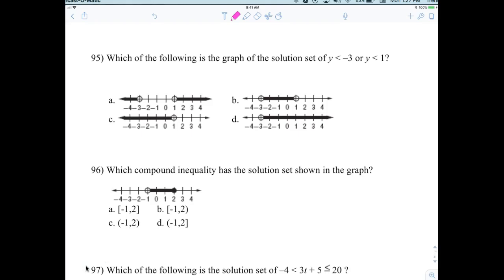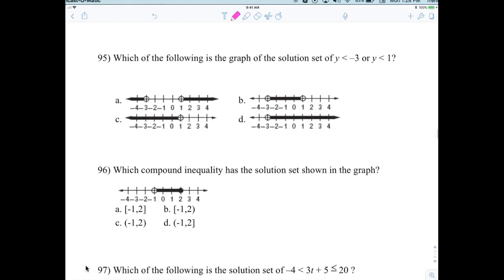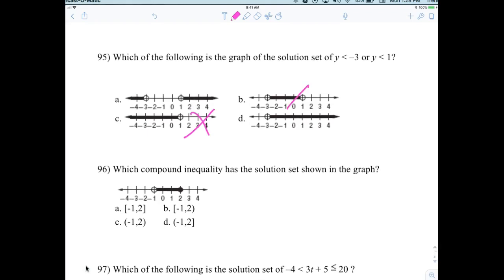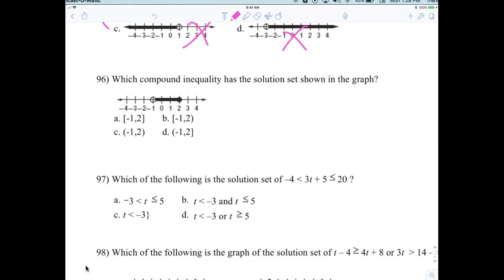All right, so here we go. Now what you'll be following is y is less than -3. So less than -3 can't be C, it has to be A, right? All right, which compound inequality is here? So it's anything greater than -1 and less than 2. Now it's equal to 2, so it would have to be D, correct? 95 is actually.